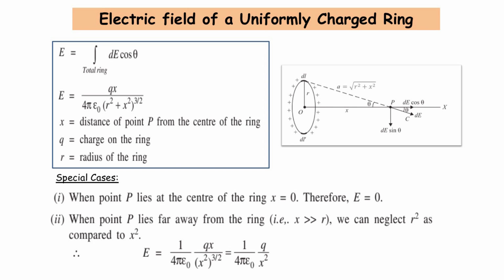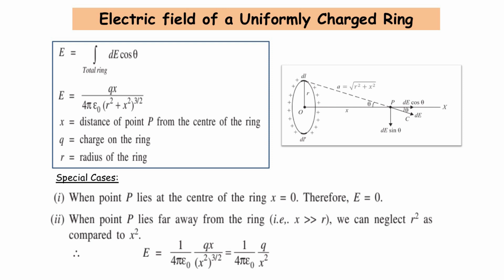The radius of the ring is r and q is the charge on the ring, and x is the distance of point P from the center of the ring. The total electric field has two components, vertical and horizontal. All vertical components will be cancelled out and the horizontal components, E cos theta, will remain. So, the total electric field E is equal to the integration of dE cos theta.